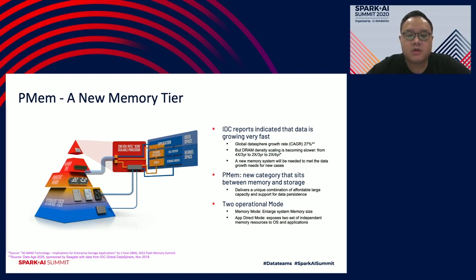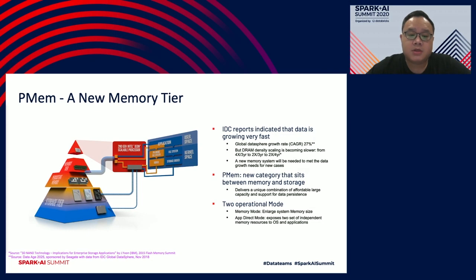So we need a new memory system to meet or close the gap. With this, the industry is developing a new kind of hardware called persistent memory. It's basically a new storage tier that sits between the DRAM layer and the traditional storage layer. It offers higher capacity compared with DRAM, at a slightly higher latency, but it's way faster compared with the storage layer. So it's trying to bridge the performance, operational and cost gap between the DRAM layer and the storage layer.